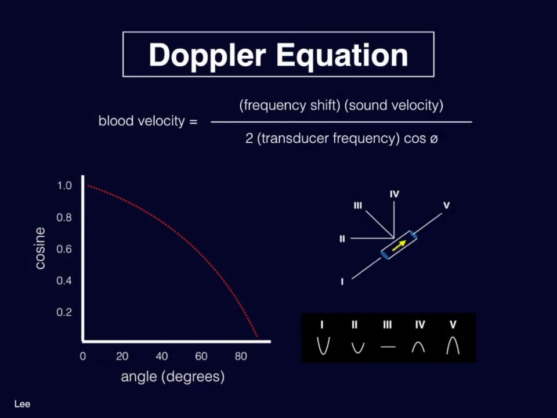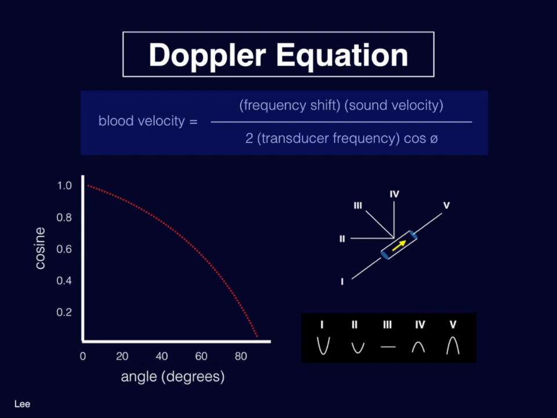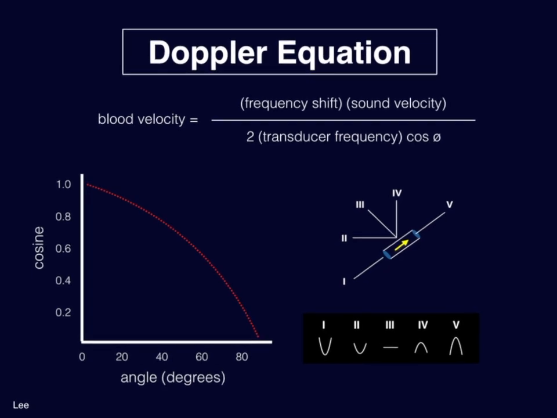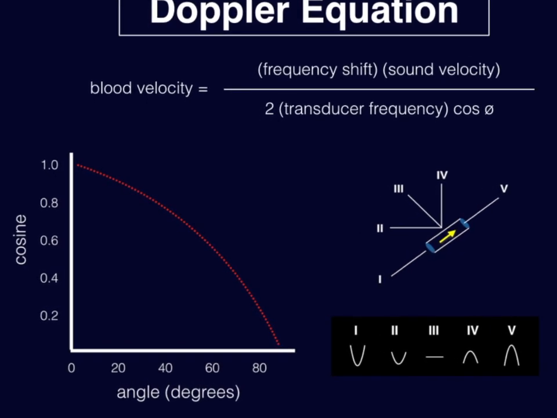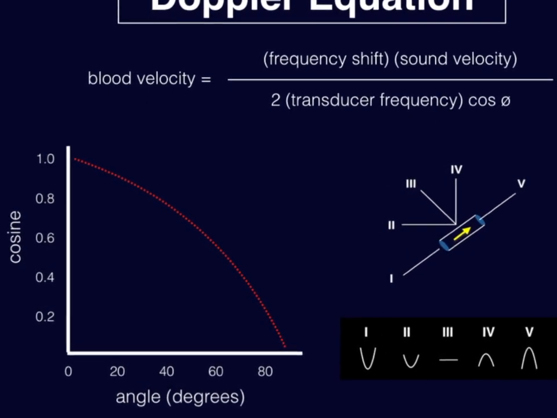In the 1950s, the same Doppler principle was later applied for detecting the direction and velocity of blood flow in the human body. Blood flow velocity is directly proportional to the product of the Doppler frequency shift and known sound velocity through tissue, about 1540 meters per second, divided by 2 times the transducer probe frequency multiplied by the cosine of the inclination angle. The important thing to know is that when the transducer is perpendicular to vessel flow, for instance, position 3, the cosine of 90 degrees is 0. That makes the denominator of this equation 0, and under these circumstances, no blood velocity would be detected.